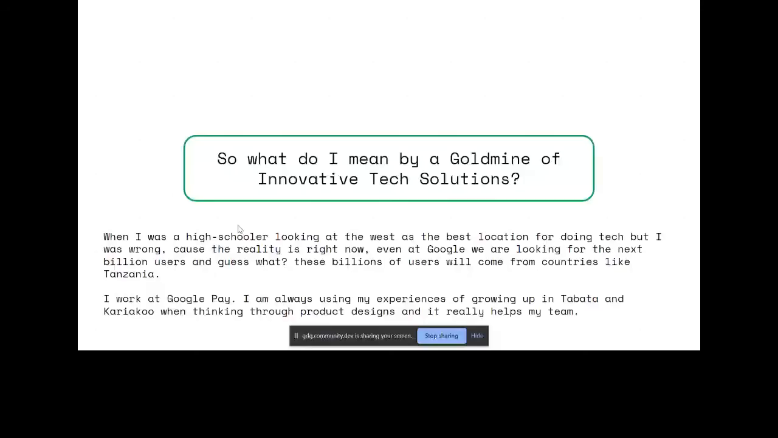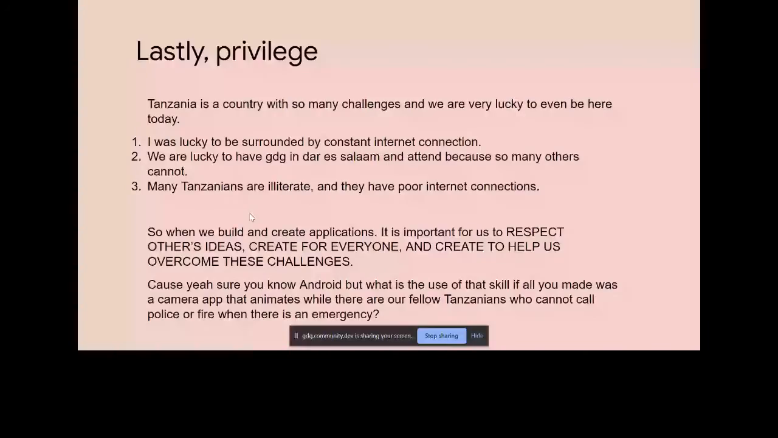I was lucky to be surrounded by a constant internet connection living in Dar es Salaam, as most of you are right now, as is in this presentation. I was lucky to be chosen to attend and present at this GDG in Dar es Salaam because so many others can't. Many Tanzanians are illiterate, and they have poor internet connections. Right now when I'm in Tanzania, if my dad's house is burning, it's gone. If someone steals from me, I cannot call the police.